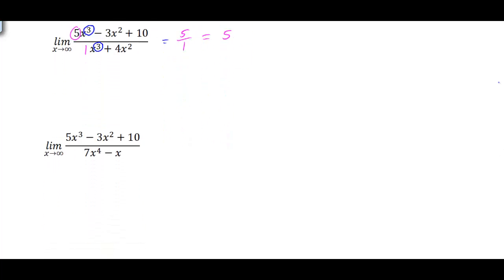And if you notice, once again, our next example is very similar as well. We have the same numerator, but now we're dividing by 7x to the fourth minus x. And once again, we simply compare the exponent on top with the exponent on the bottom. And in this case, the exponent on the bottom is bigger. So that means the denominator is going to go to infinity faster. So if you have a number over a very big number, then our limit is going to equal 0.